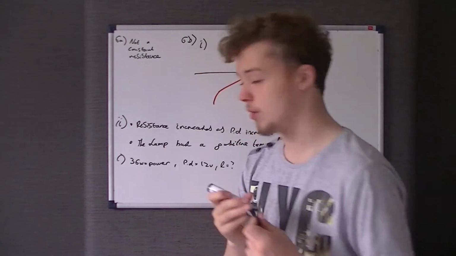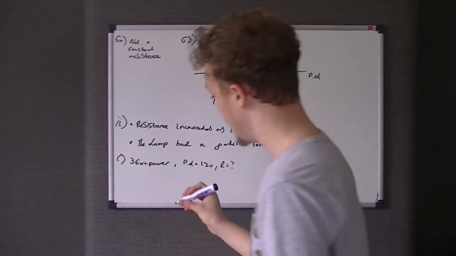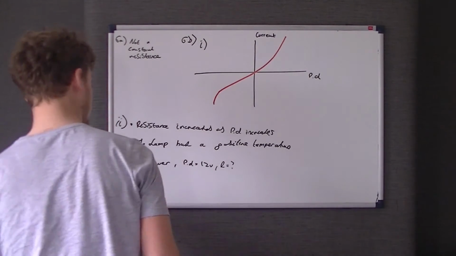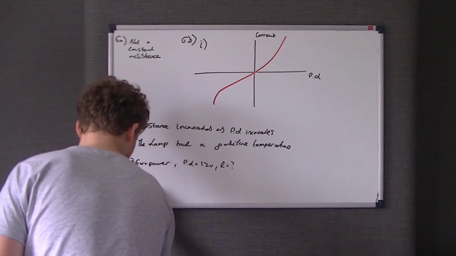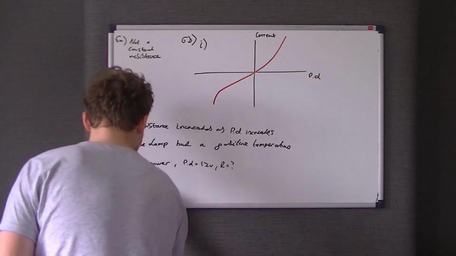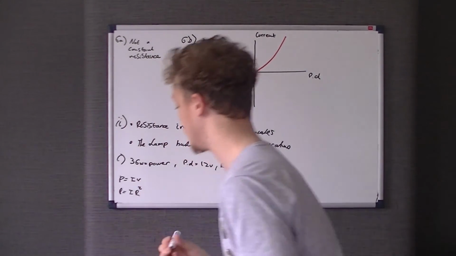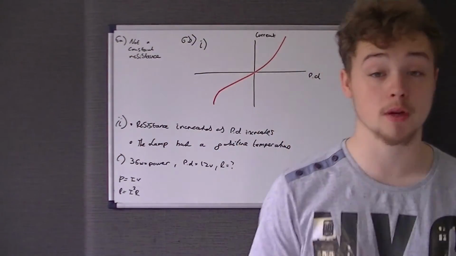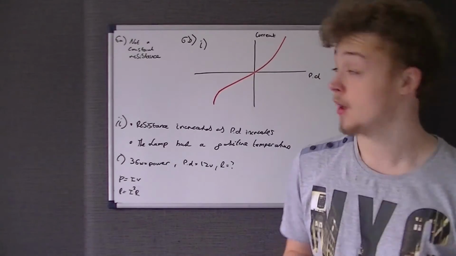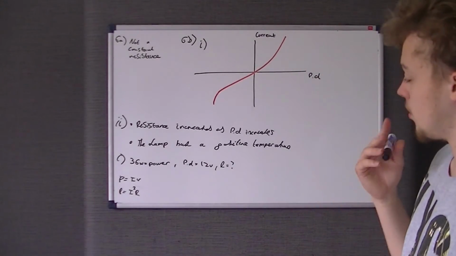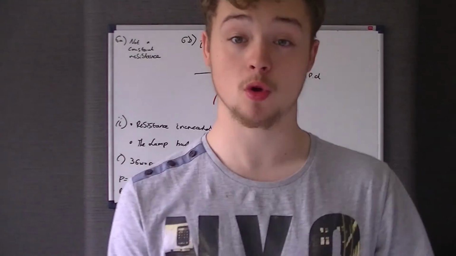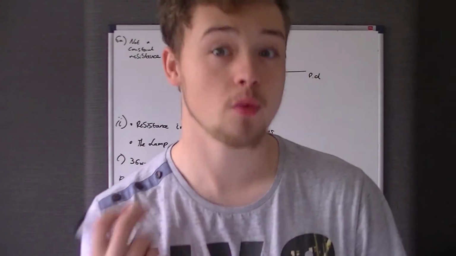You could go, well, we've got two equations for power. We've either got P equals IV, or because V equals IR, we can sub in that power is equal to the current squared times resistance. But if we were to use P equals I squared R, we don't know the current. So therefore we couldn't work out the resistance either.